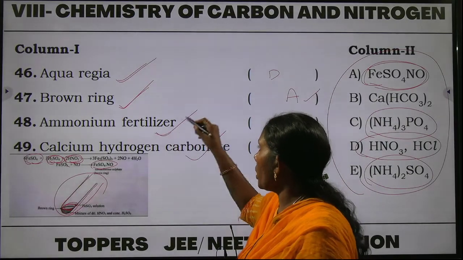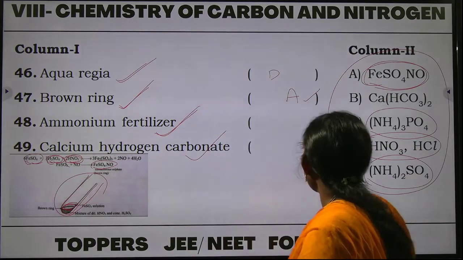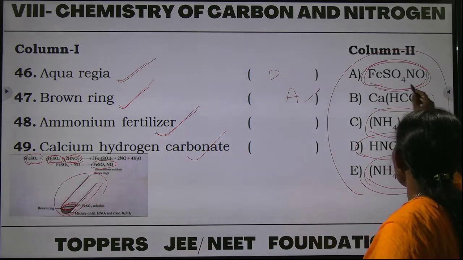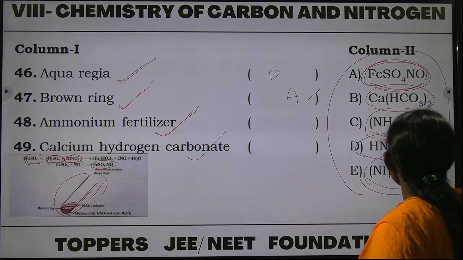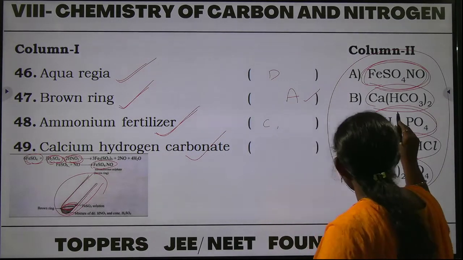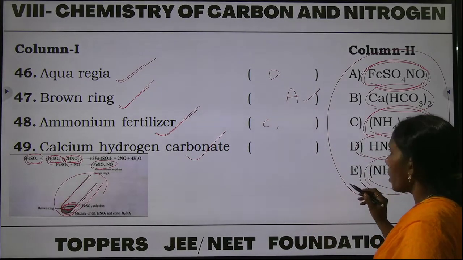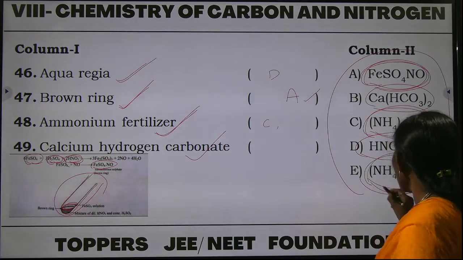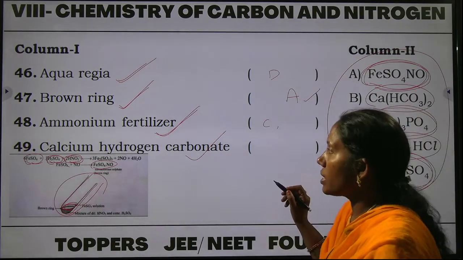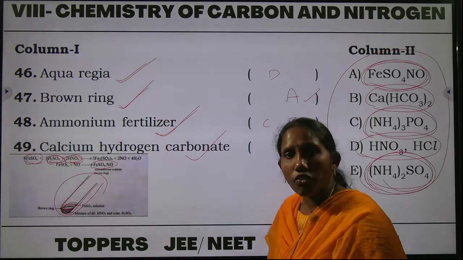Next, come to the ammonia fertilizer. All the ammonium salts we can use as fertilizers. So in the given options, where do we have ammonium salts? First one is nitrosoferrous sulfate, second one is bicarbonate of calcium. Ammonium phosphate will be used as an ammonium fertilizer because it is an ammonium salt. And D option is the mixture of aqua regia, so D will not come for ammonium fertilizer. Come to the E option, ammonium sulfate. This is also an ammonium salt which we use as an ammonium fertilizer. So C and E both are correct for 48.